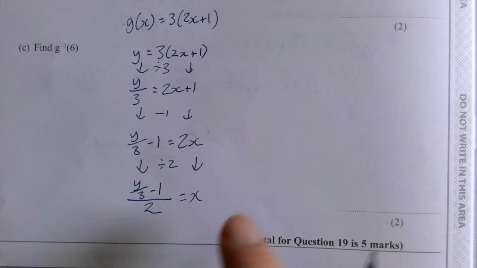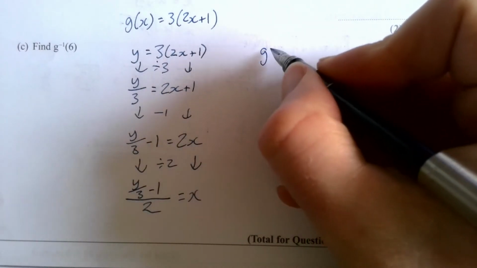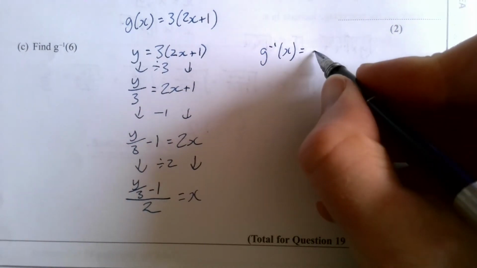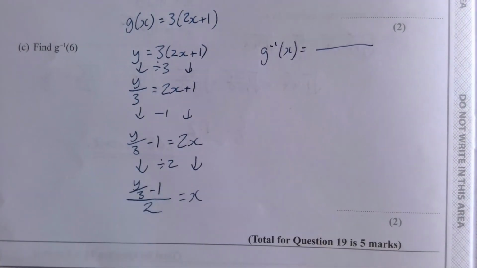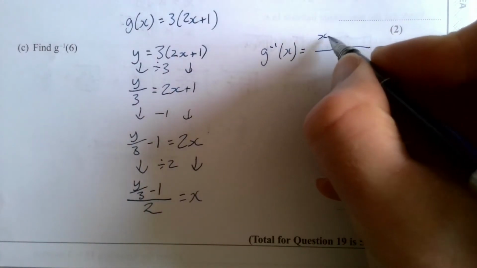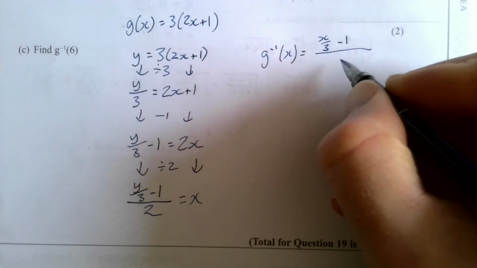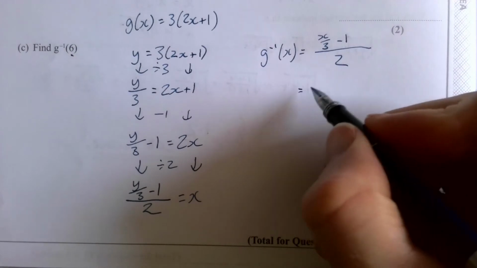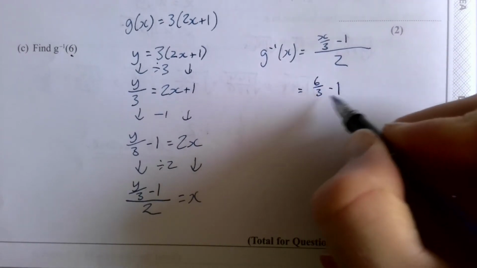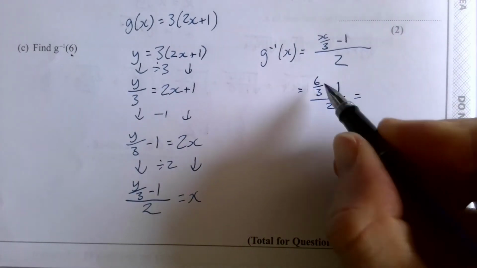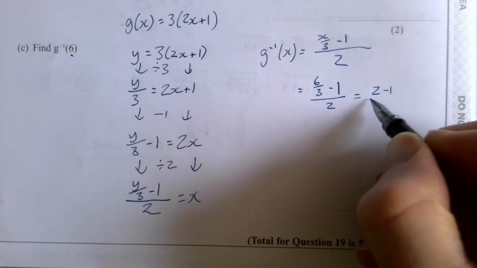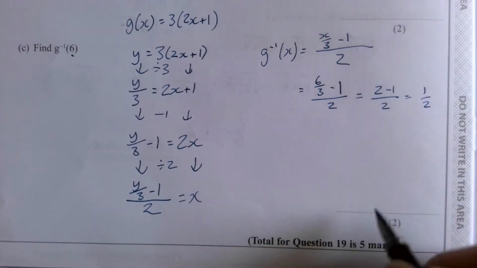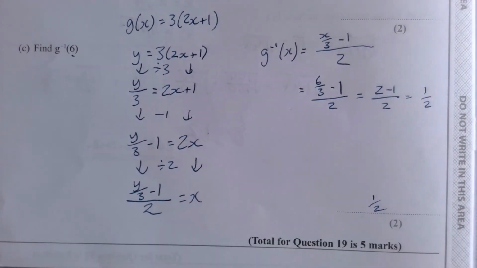Now at this point we can say that the inverse function is equal to, and at this point I just replace that y with the x so that I can go the other way. x over 3, take 1, all over 2. And now I'm just going to put the value of 6 in there. So 6 divided by 3, take 1, divided by 2. 6 divided by 3 is 2. 2 take 1 is 1. 1 divided by 2, well, that is a half. And a half is my final answer.